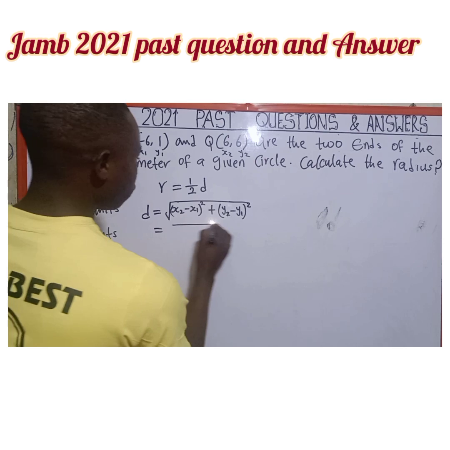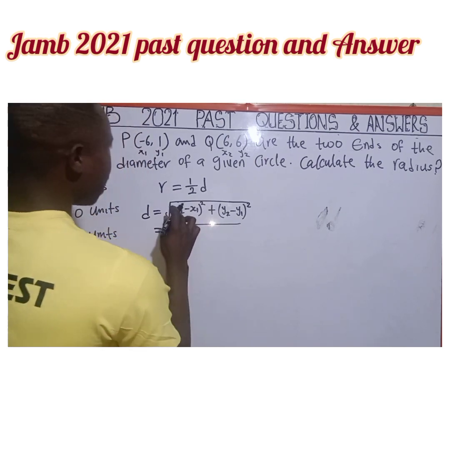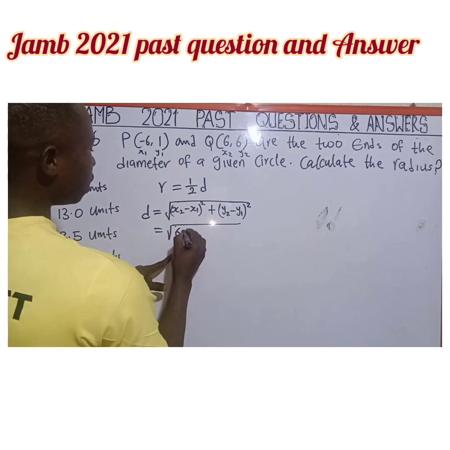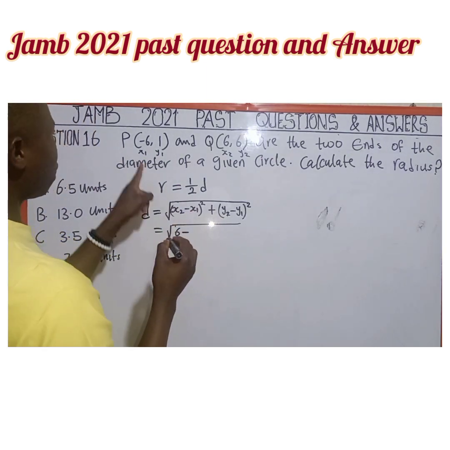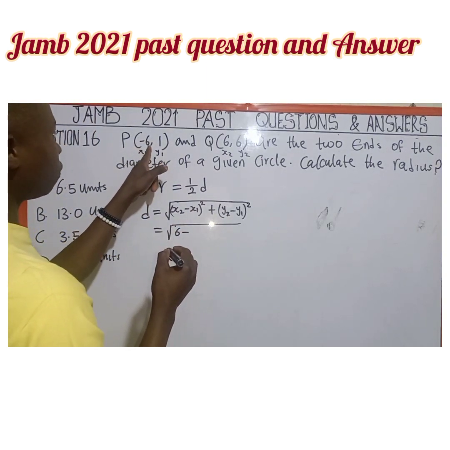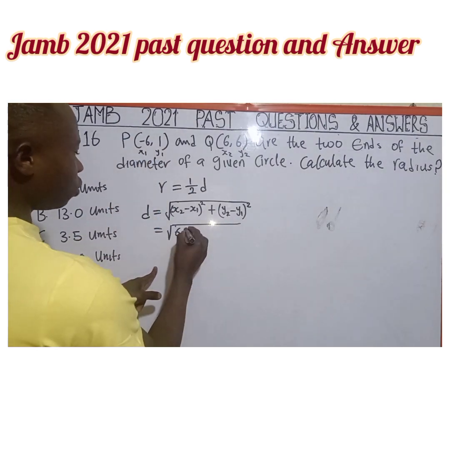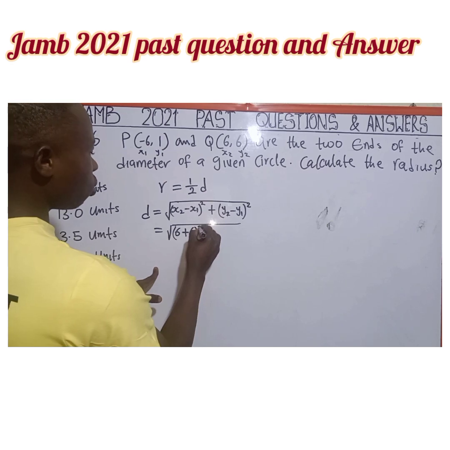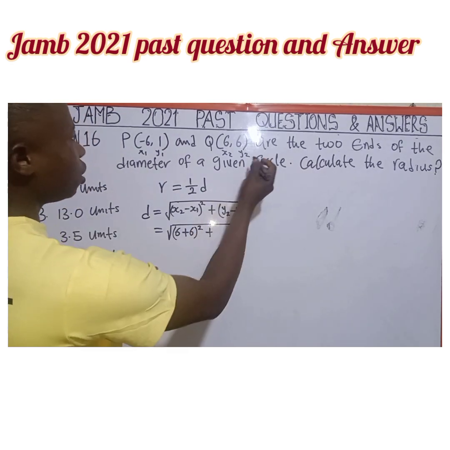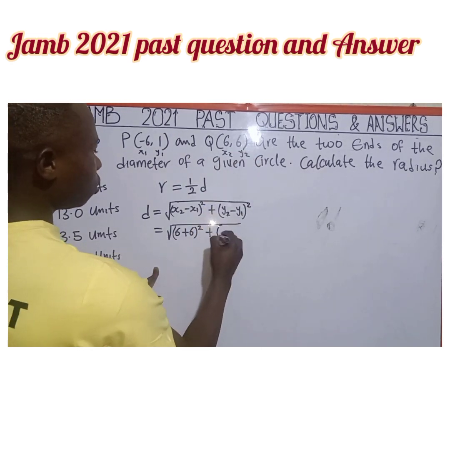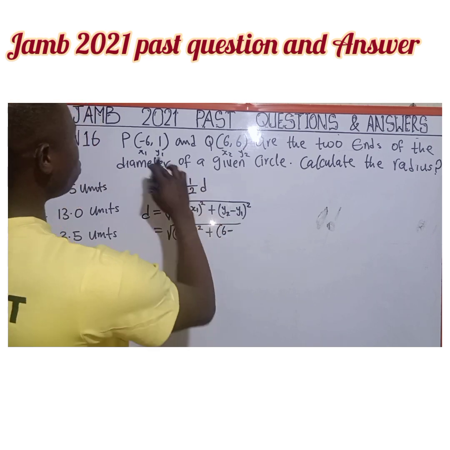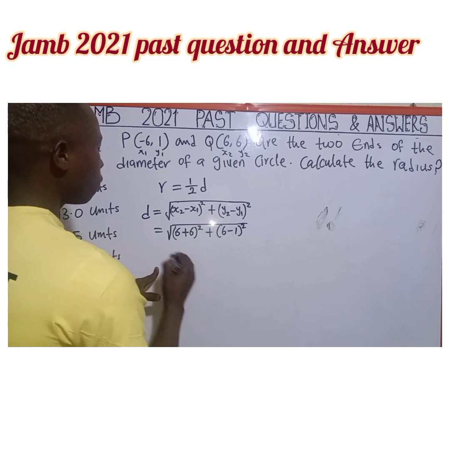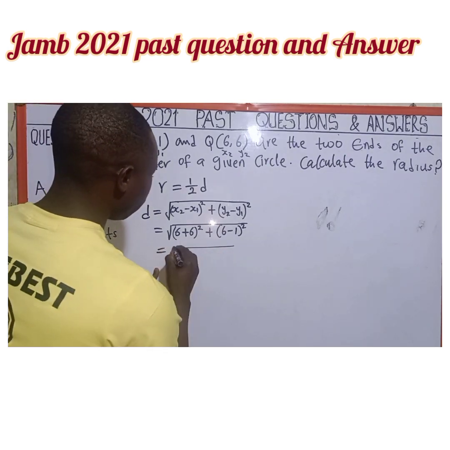So let's substitute into this formula. So we are going to have a square root of my X2 from here, which is 6. So we are going to have 6, then minus X1. X1 is -6, and negative will be positive. So we are going to have positive 6 here, then all square, then plus Y2. Y2 is 6. So we are going to have 6, then minus Y1. Y1 is 1, then all square.